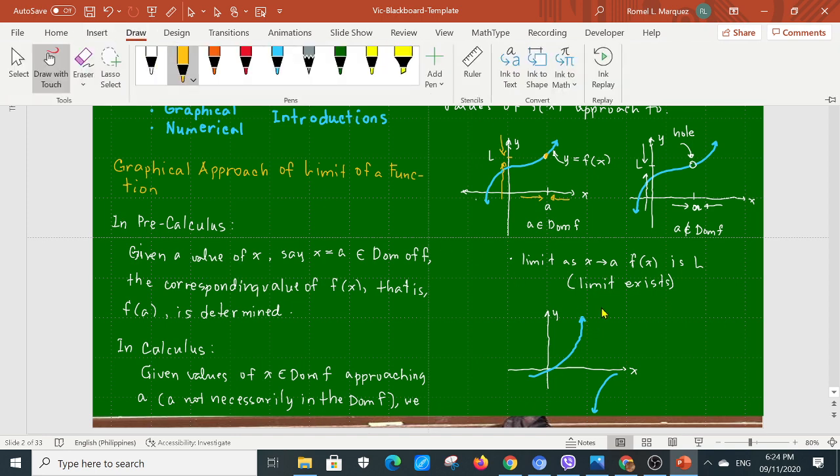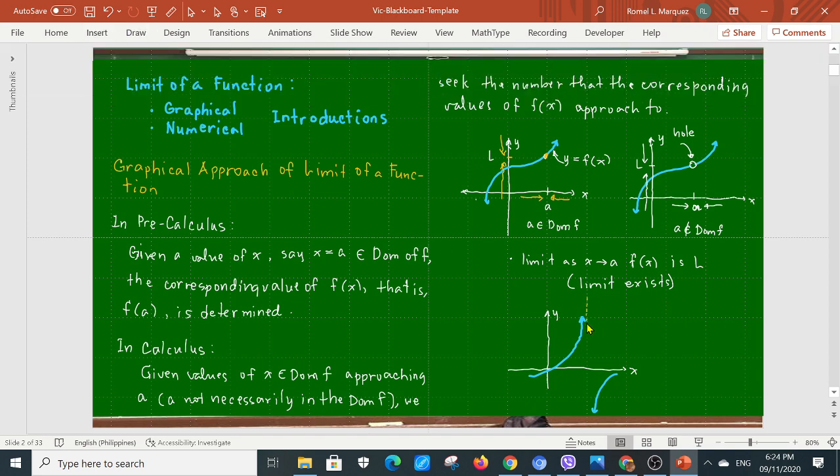So meaning, there is a line that is a gap separating the two. In your Gen Math, you studied this. This is called the vertical asymptote. Vertical asymptote, okay? And this is our x equals a.